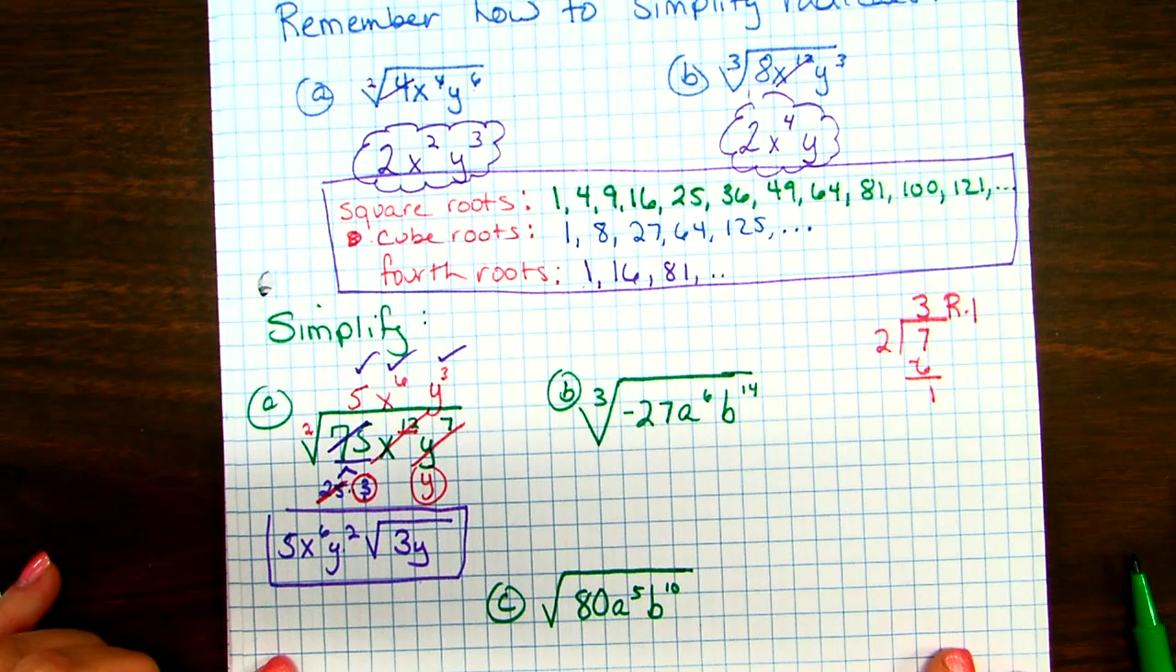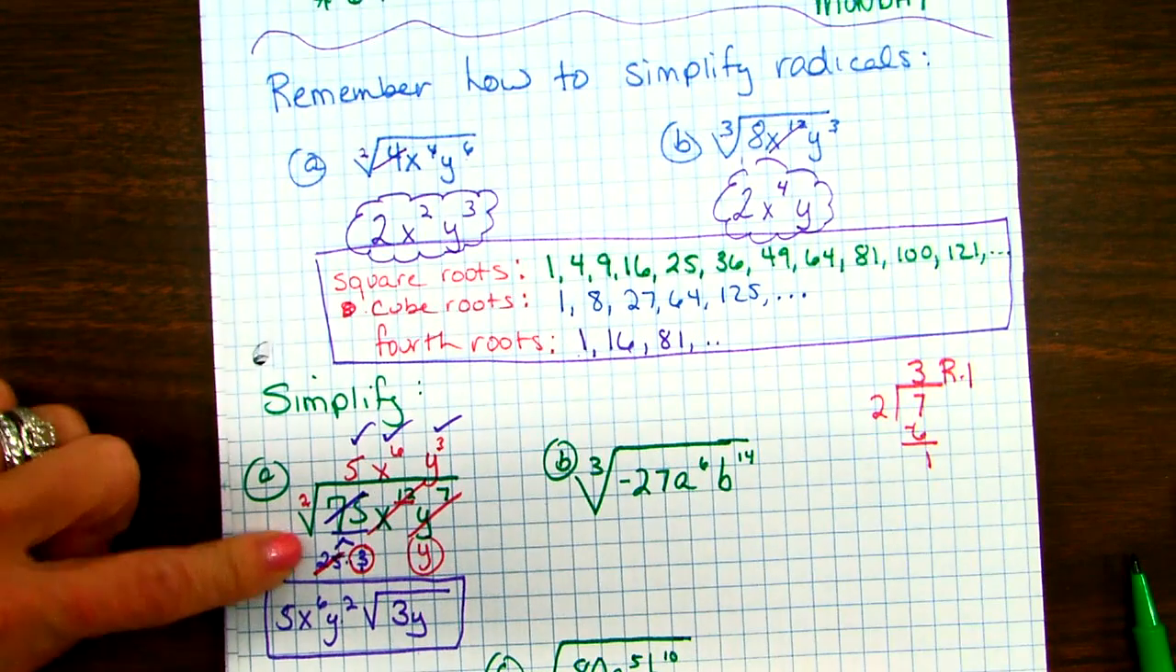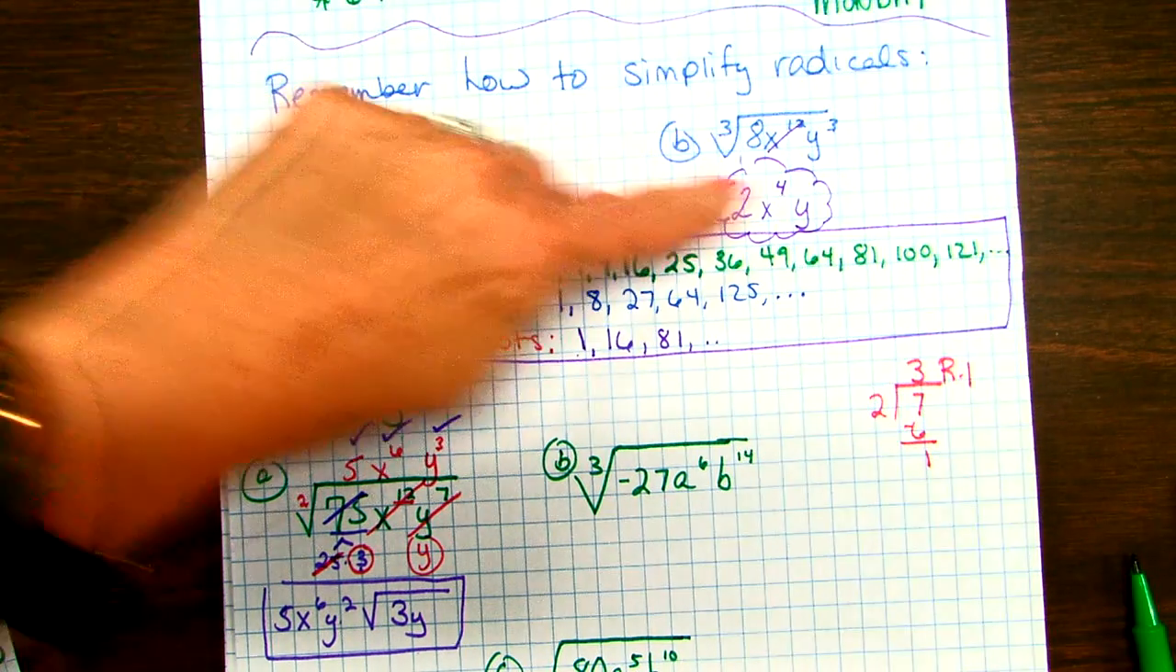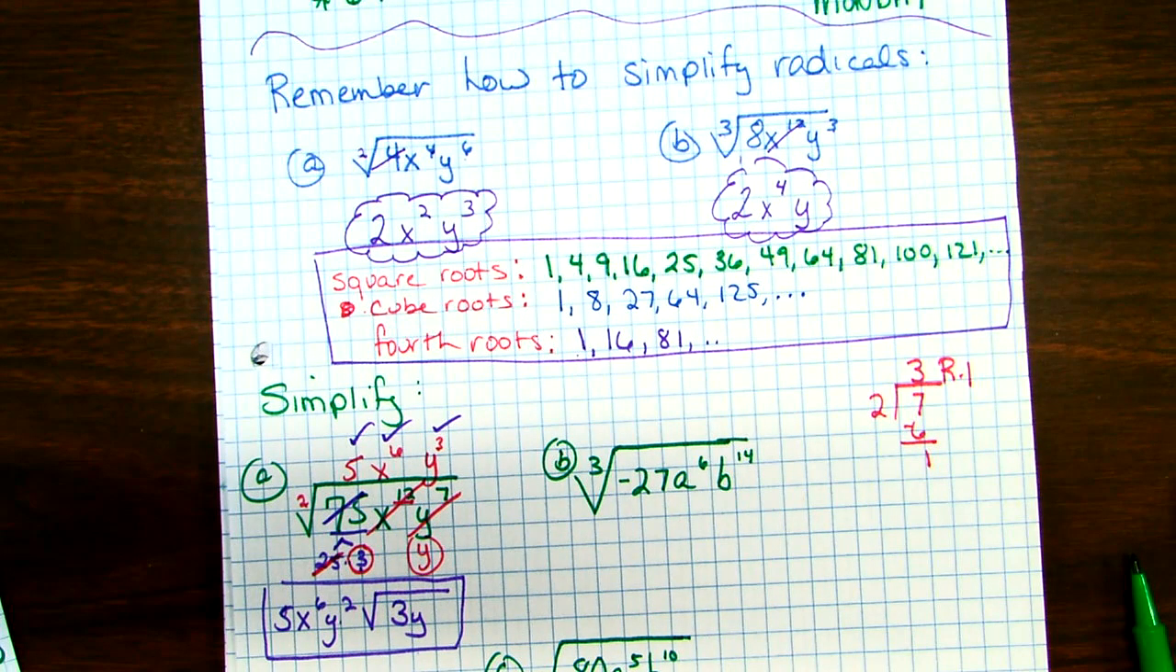So what's different between this one and these, is that when we did these before, in these examples here, there was no radical left. Everything was a perfect square underneath, or a perfect cube. In these, we are simplifying. We have to take out what's allowed to come out. Whoever's not allowed to come out stays inside.